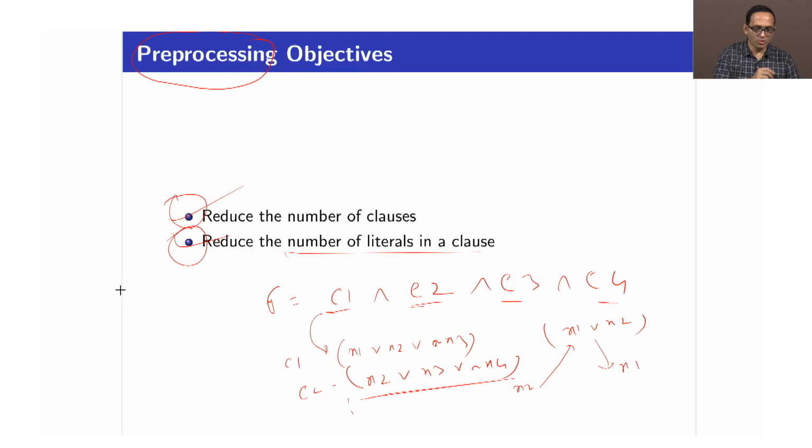So, the preprocessing step is actually looking for those scenarios and trying to reduce the size of the clauses by removing the literals and also removing the clauses. So, overall formula size reduction is the primary objective.